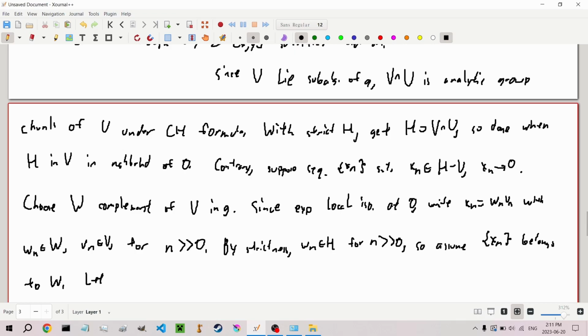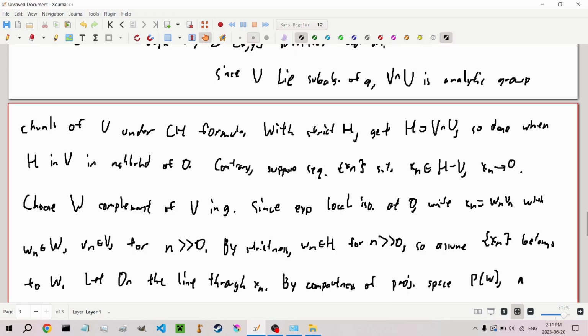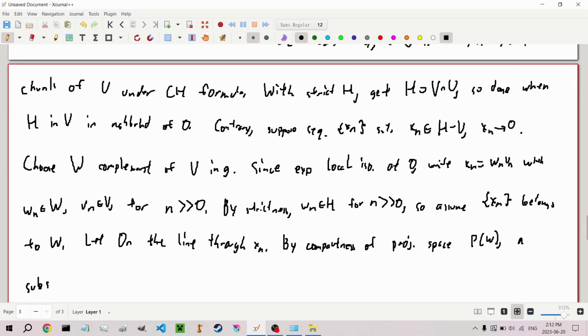Let then d_n be the line through x_n. By the compactness of the projective space P(W), a subsequence of our collection of d_n converges, say, to D. But then D would have to be within V, which is a contradiction.